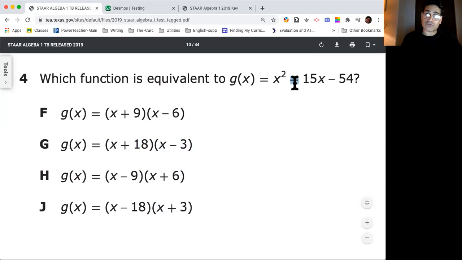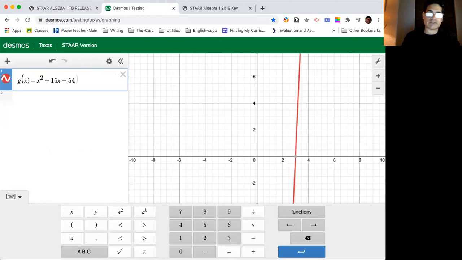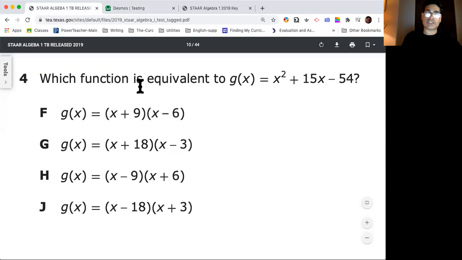So first I put this into Desmos, and I'm going to ask you to do something. Yes, it will understand the function of x in that format. So g of x. Notice it understands it and interprets a graph. All right. So we're going to use that graph to help us prove that one of these choices, F, G, H, or J, is going to be the same graph as that.